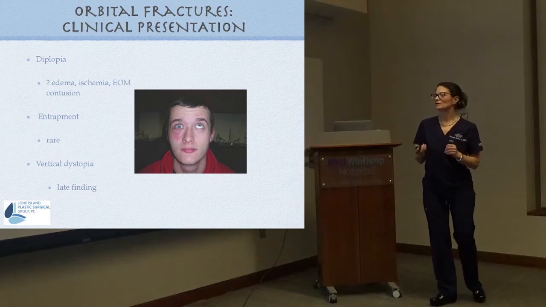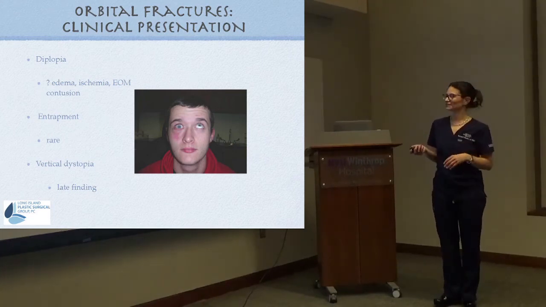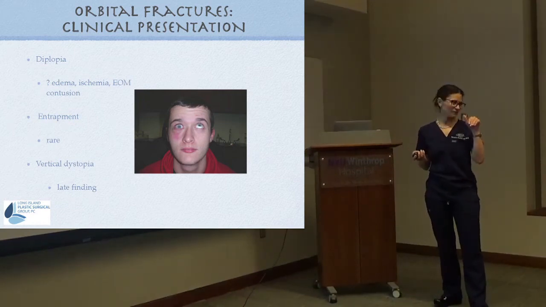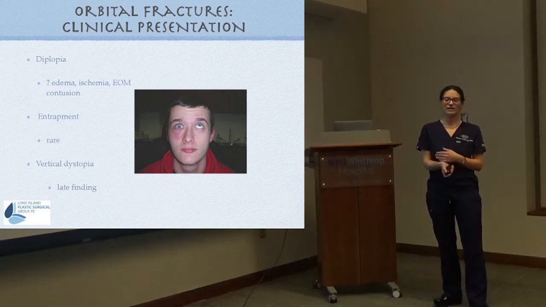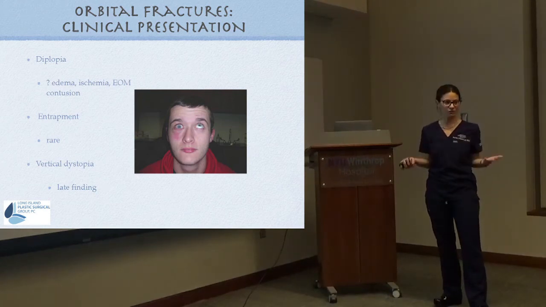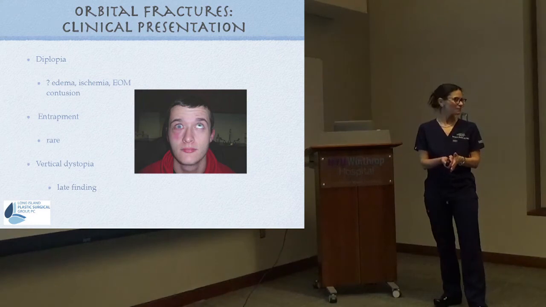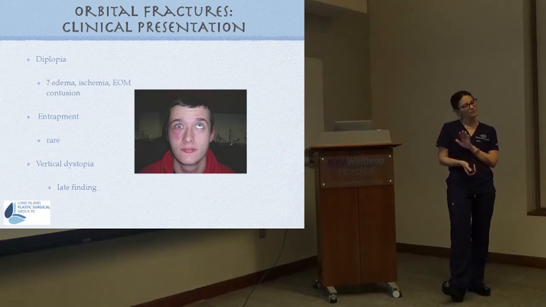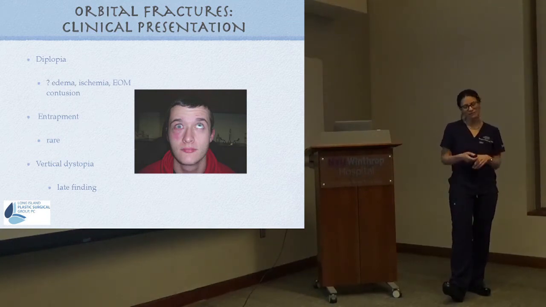But when he was finally evaluated, he couldn't. Obviously, this is the eye that's the problem. He asked him to look up. This is not going anywhere. So his inferior rectus muscle is caught in the fracture site. So entrapment is a surgical emergency. Why is it a surgical emergency? It's because if it's trapped, the blood supply to the muscle can be just compressed, and the muscle can become ischemic, and then doesn't work anymore.